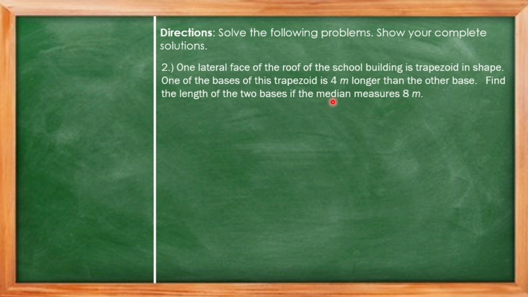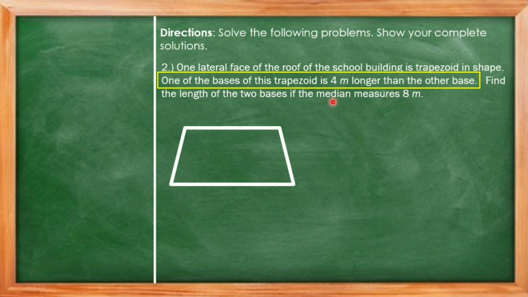One lateral face of the roof of the school building is trapezoid in shape. One of the bases of this trapezoid is 4 meters longer than the other base. Find the length of the two bases if the median measures 8 meters. Okay, let's draw a trapezoid. Sabi dito, one of the bases of the trapezoid is 4 meters longer than the other base. So, since walang binanggit na measure ng isang base dito, kaya we will represent the other base as x. So, ito yun. While the other one is x plus 4. Kasi longer, so plus 4.